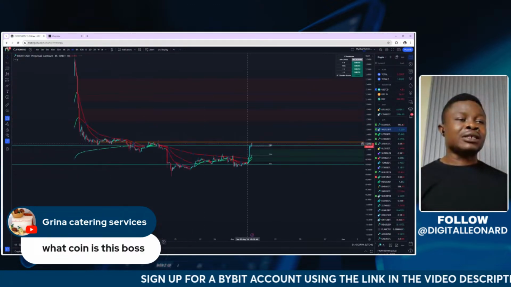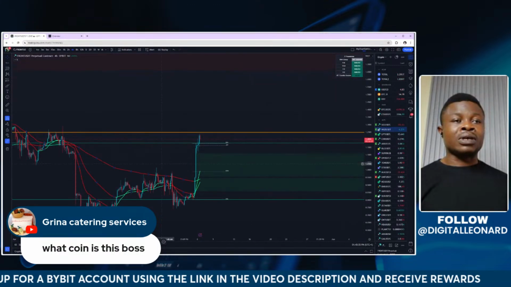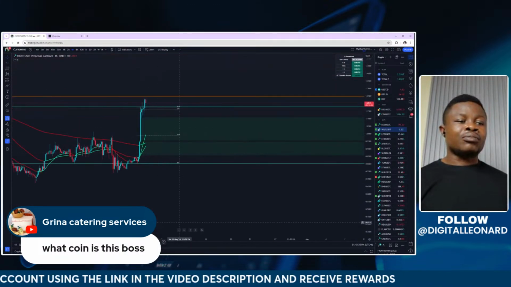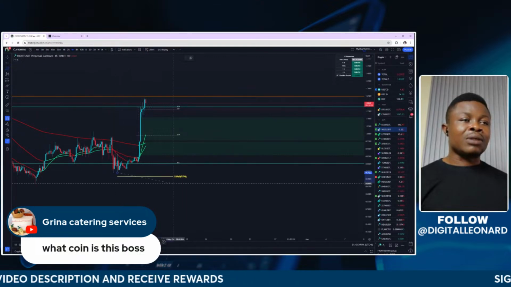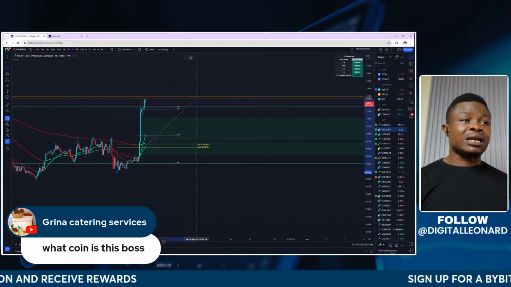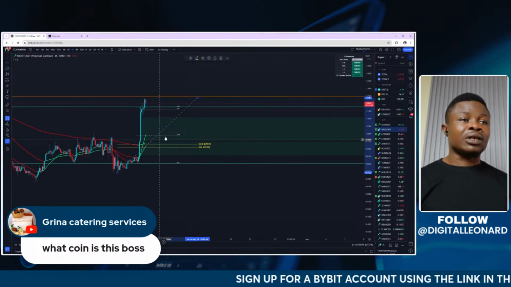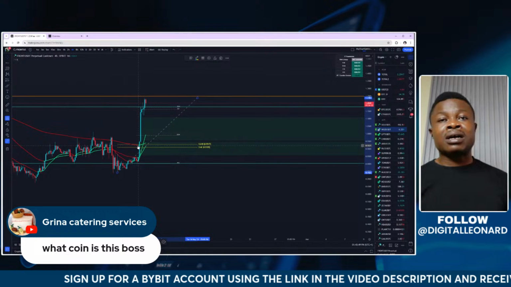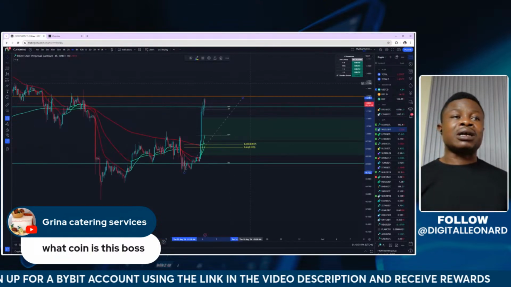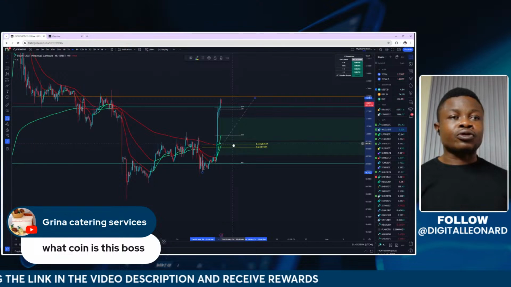But how far can this pullback go? That's another thing you should be looking at. Basically I want to blend this with my Fibonacci retracement too, and I'm looking at the 0.618 for my golden level, which is somewhere around that 92 cent. Currently we are at $1.2. So we're looking at somewhere around that 92 cent.